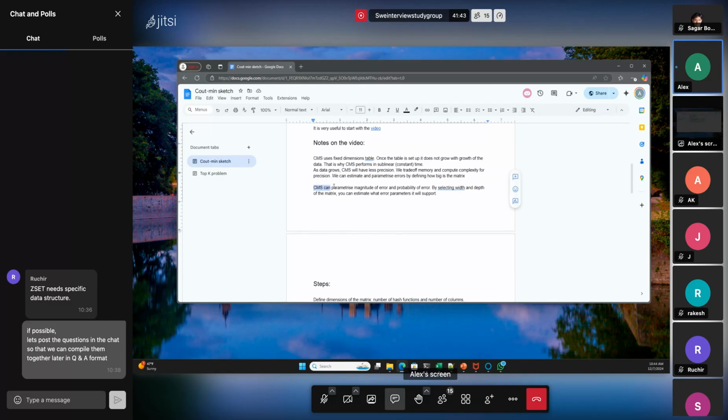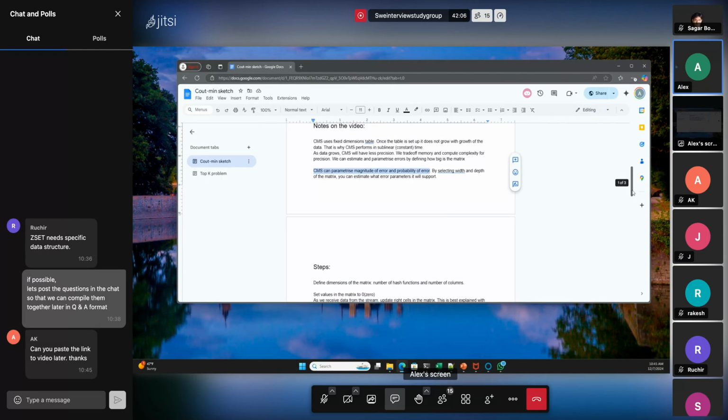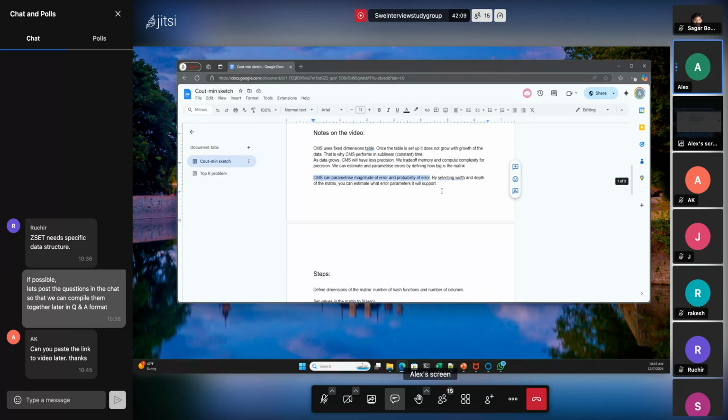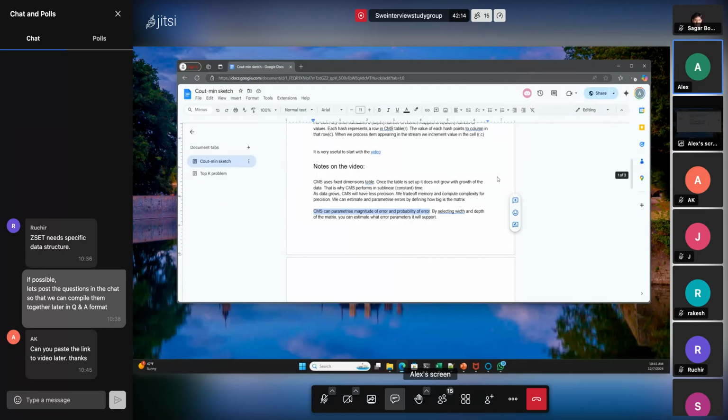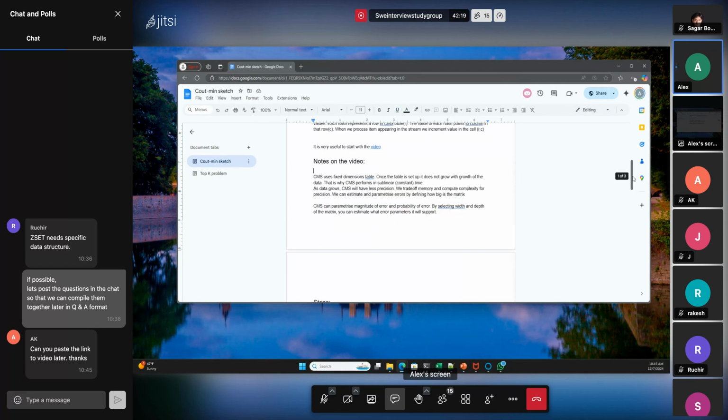Okay, so moving forward, the key takeaway here is you need to know what you want in terms of error and in terms of data set. Then you can define right width and depth of your table. Width is number of columns, depth is number of hash functions. There is formula in Wikipedia which can calculate how many columns and hash functions you need to achieve specific precision. I'll share this document, and the link is right here.